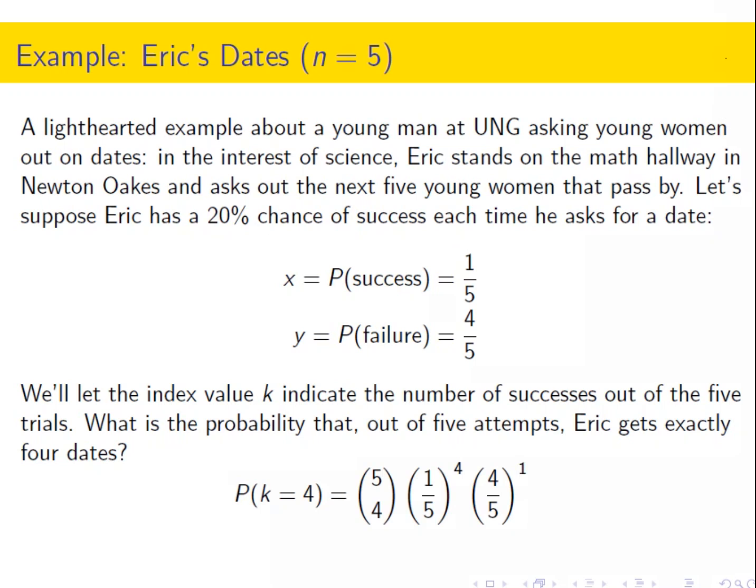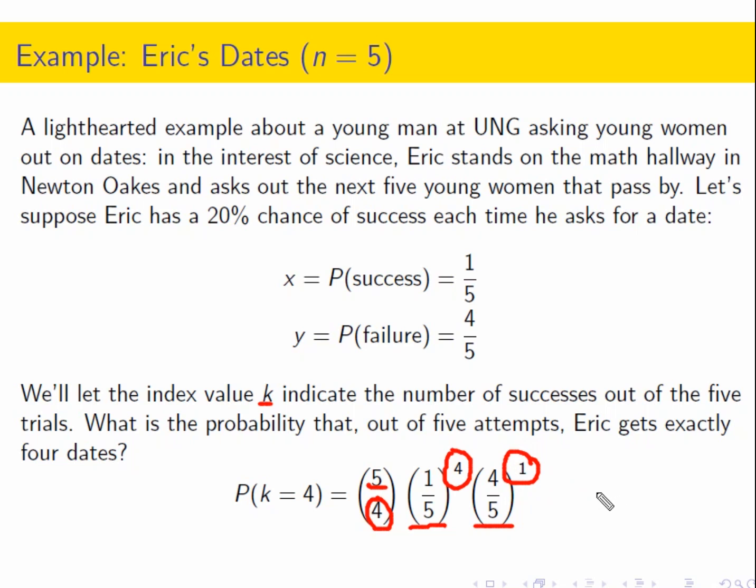But let's use the binomial theorem and look at these terms. What we're saying is that there are 5 trials, and K equals 4 is the number of successes. So if I have 5 trials, choose 4 successes, then I take the probability of success and raise it to the number of successes power. And then I take the probability of failure and I raise it to the number of failures power.